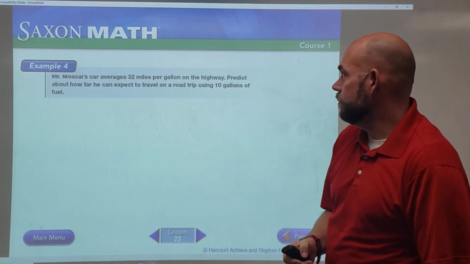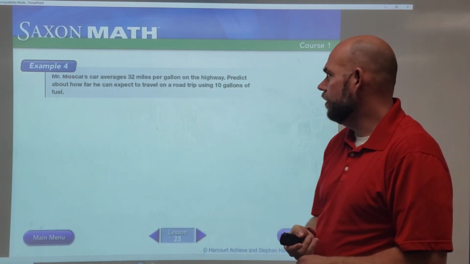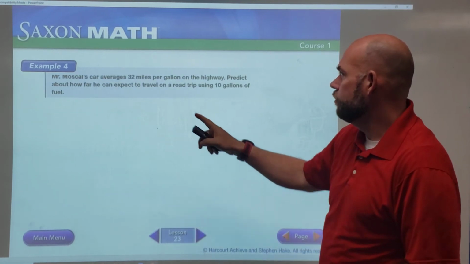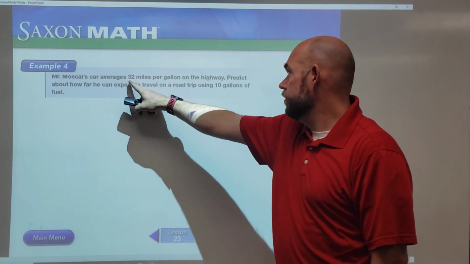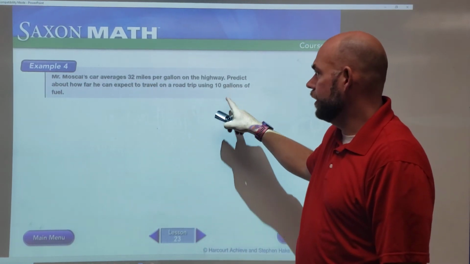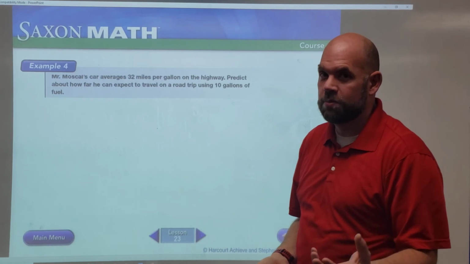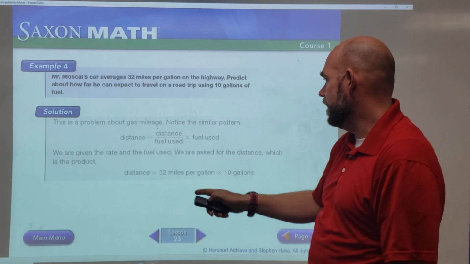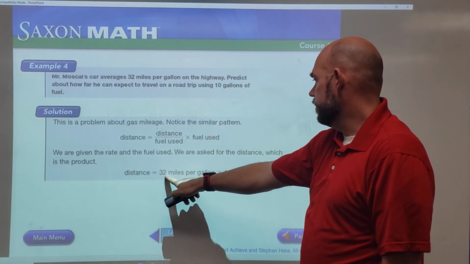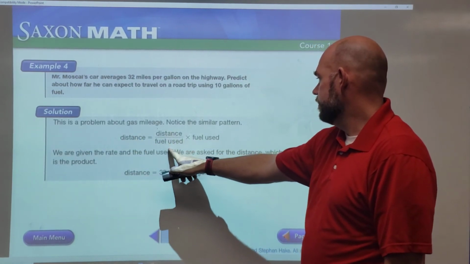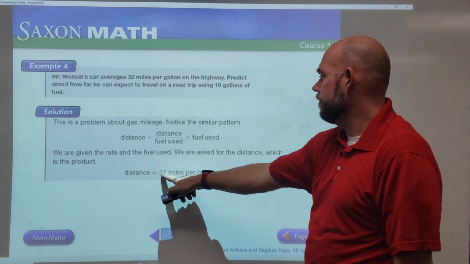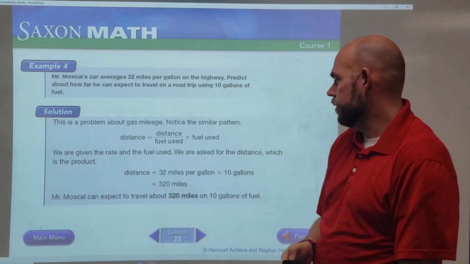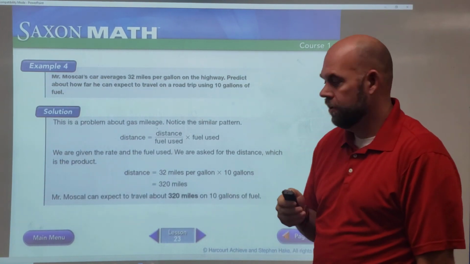In example 4, we see Mr. Moscal's car averaged 32 miles per gallon on the highway. Predict how far it'll go if he has 10 gallons. So we already know the miles per gallon in this one is 32, and we know that he has 10 total gallons, so we can just multiply 32 miles per gallon by 10 gallons. So we have distance equals miles per gallon times fuel used, so we already have that part. 32 times fuel used, which is 10 gallons. And that gives us 320 miles if we have 10 gallons.